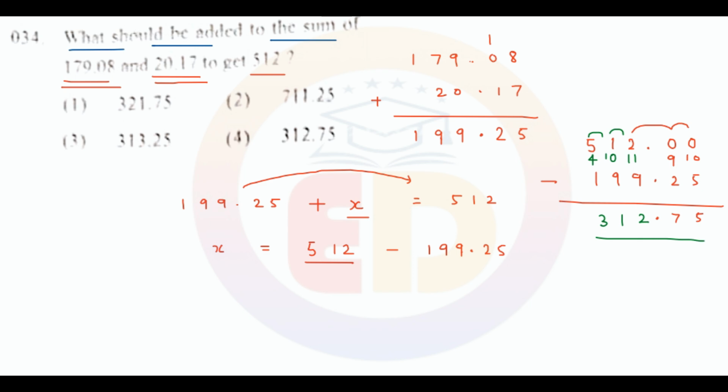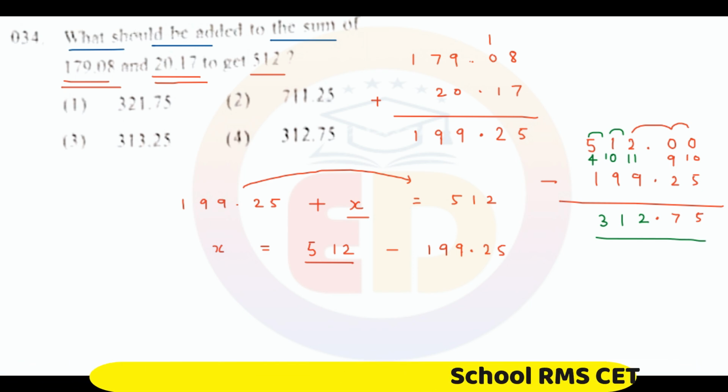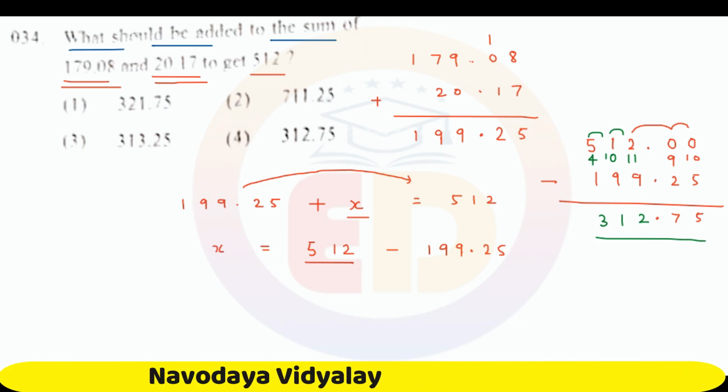Answer is 312.75, which is option number 4. Seemingly an easy question.